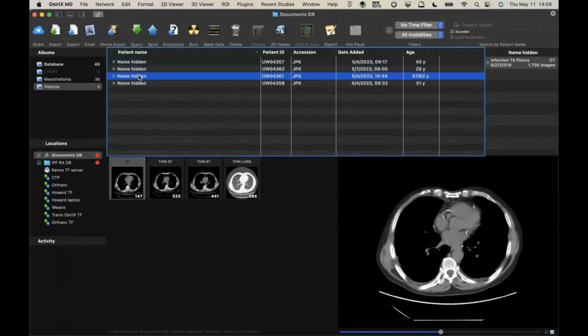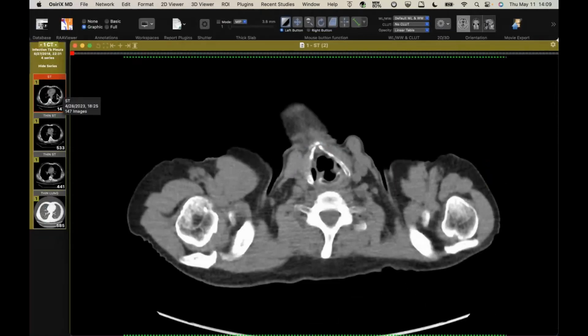Now, this case is interesting, and let me get these in the right order here.